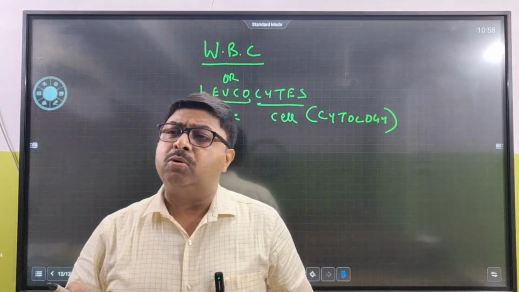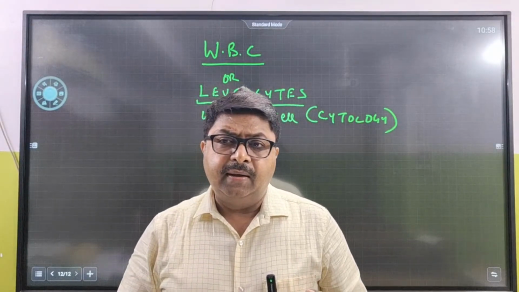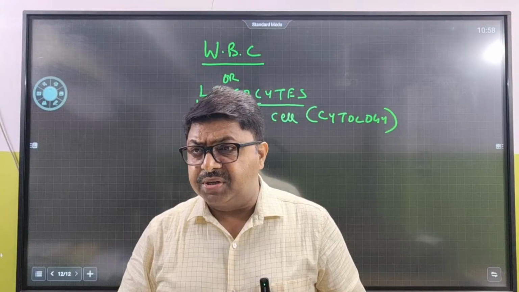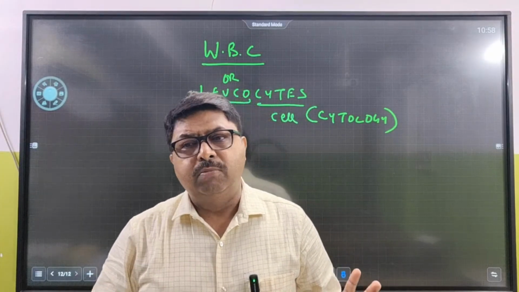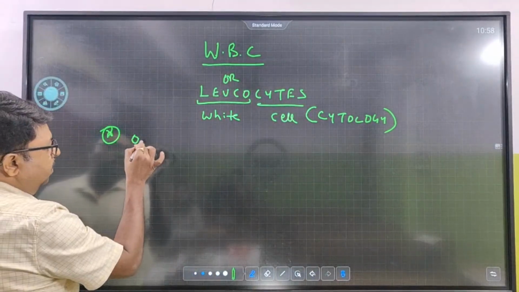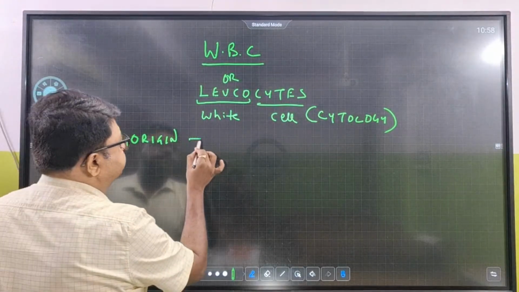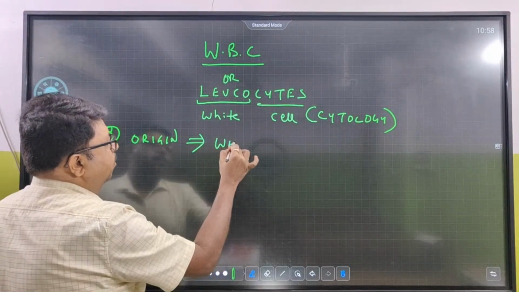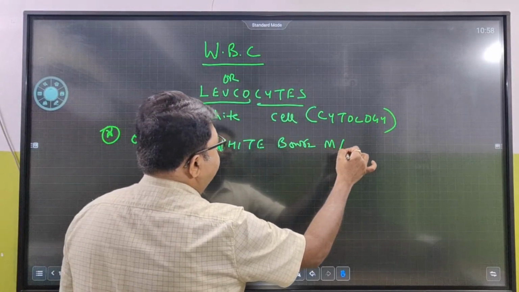Again, when we are calling them corpuscles, that means they never show cell division. So they are produced inside bone marrow. What is the origin? The origin is white bone marrow.